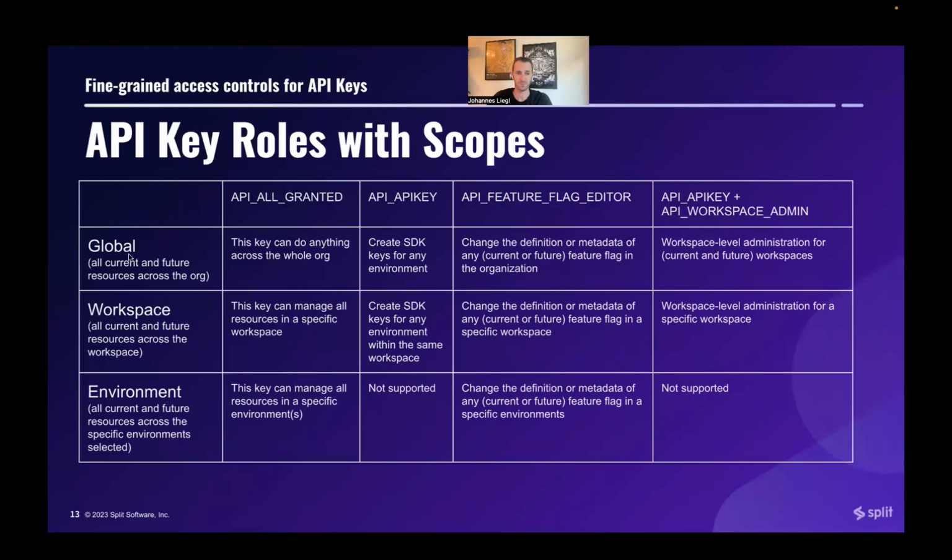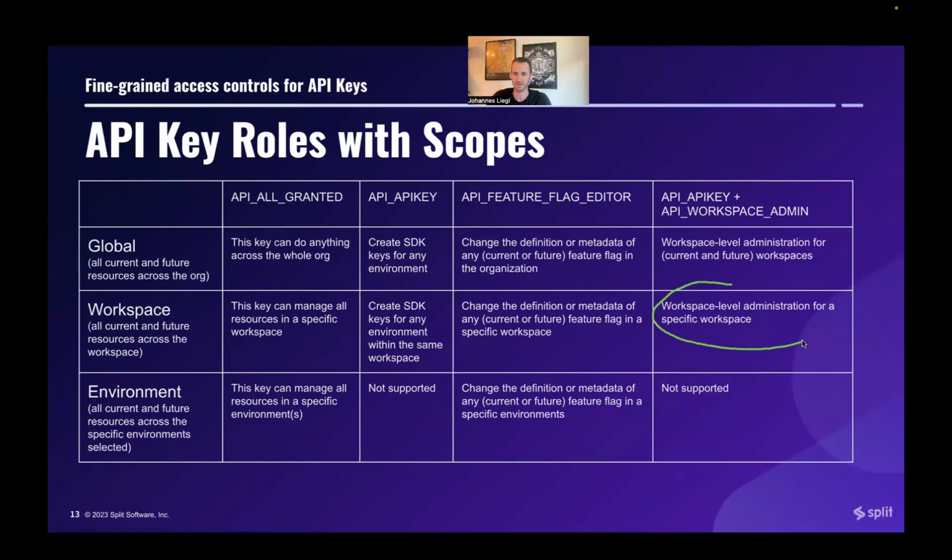So if the scope is global, a key has access to all resources, to all objects in that organization. If the scope is workspace, the key can only access objects, for example, feature flags or segments in the defined workspace. And if it's environment, then the key only has access to objects in the environments that were specified when the key was created. Okay, so with this construct, really interesting and very flexible keys can be created.